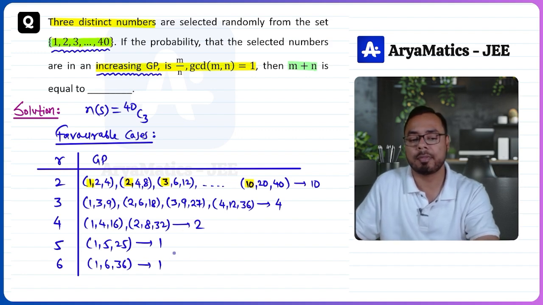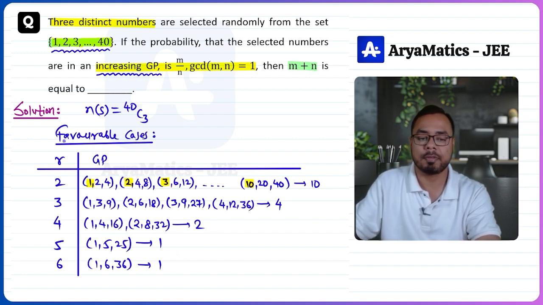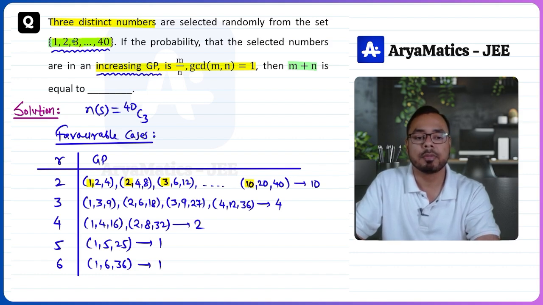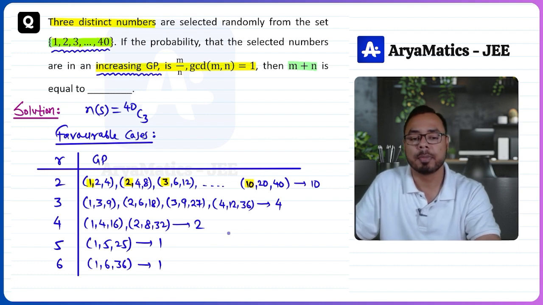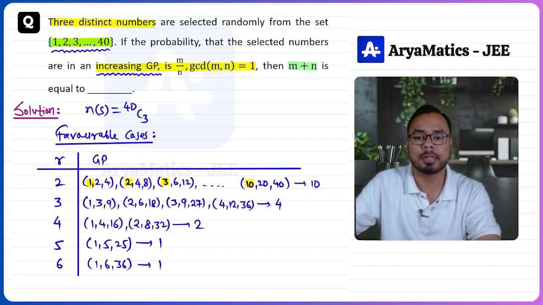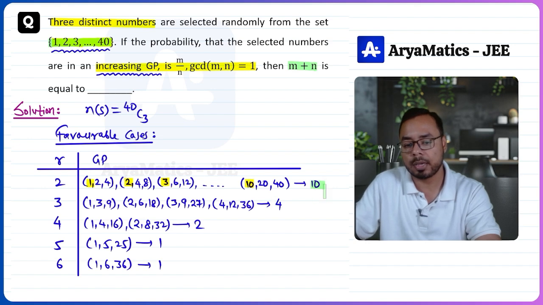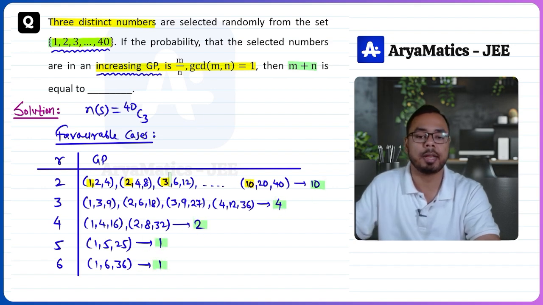So these are all the different increasing GP. First, we have to take the common ratio, and then we have to count how many GP we can create, considering the fact that we have to select the numbers from this set, from the first 40 natural numbers. So now these are all the favorable cases, right? We got 10 GP here, 10 plus 4, 14, plus 2, 16, plus another 2, 18.